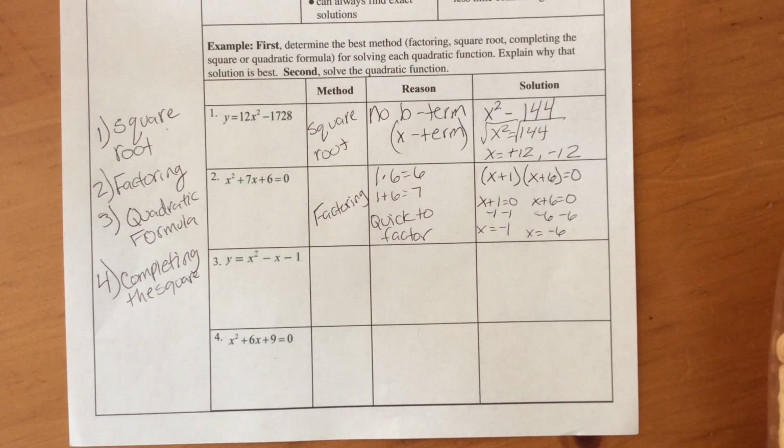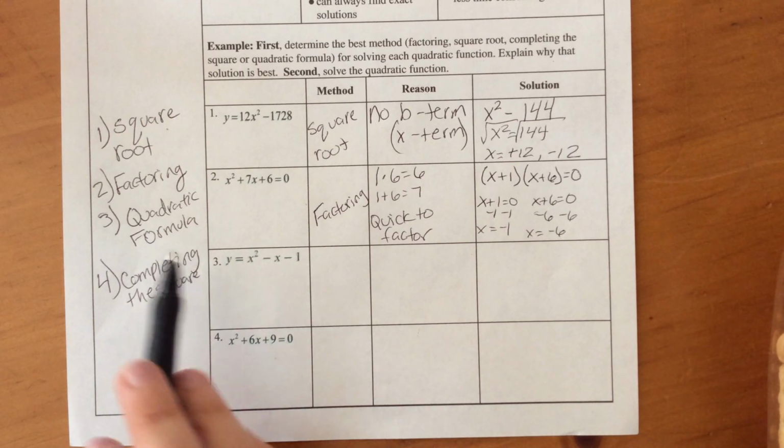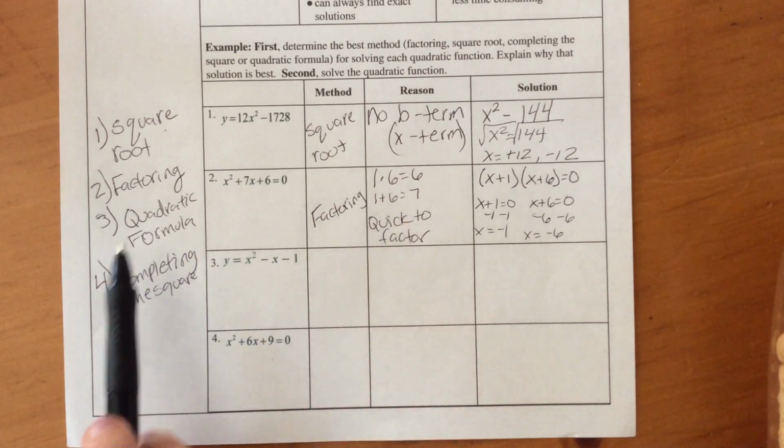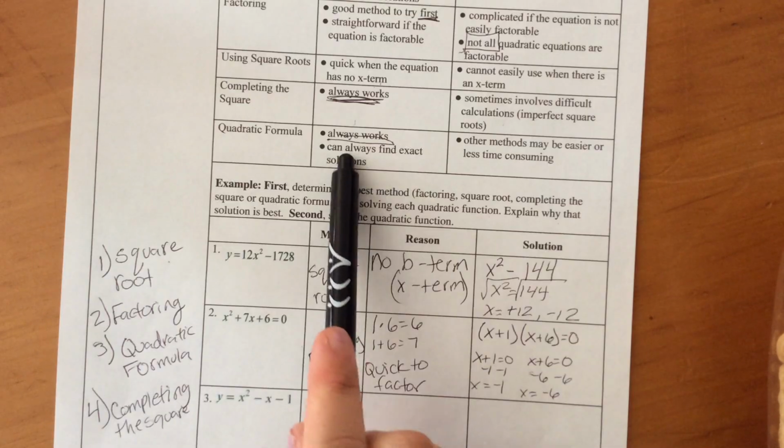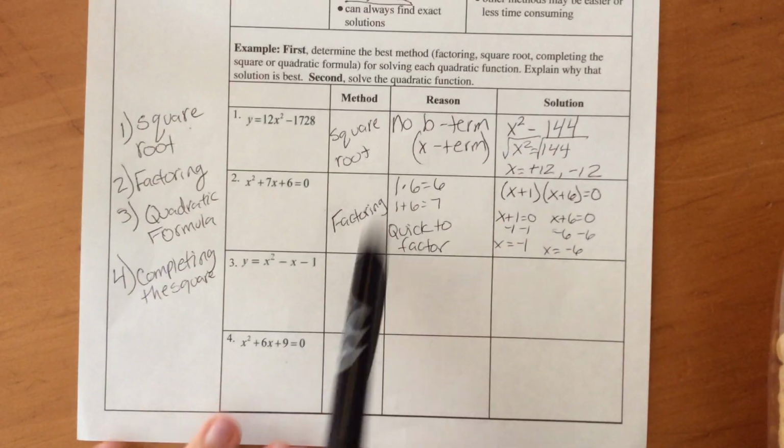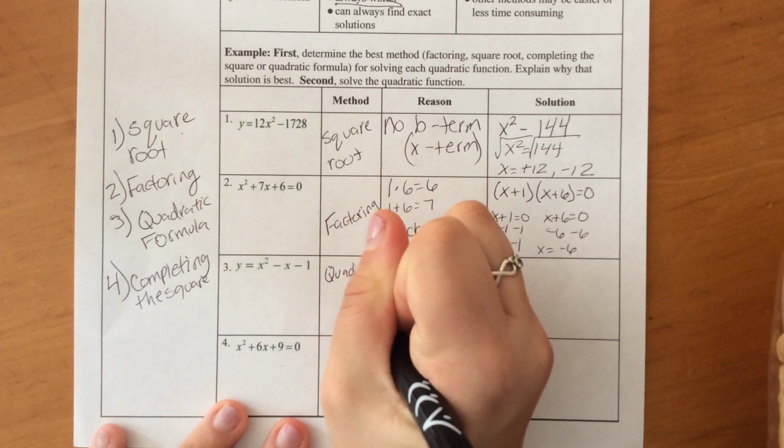Okay, so number 3, y equals x squared minus x minus 1. I look at the square roots first. There is an x term, so I'm not going to use the square roots. Factoring: what multiplies to negative 1 and adds to negative 1? I can't really do that, I don't notice it right off the top. So I'm going to go on down to the next one because I can't quickly factor like number 2. So now I'm going to use the quadratic formula, which, just like we saw up here, always works.